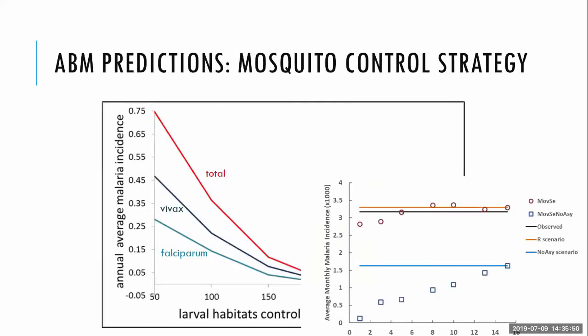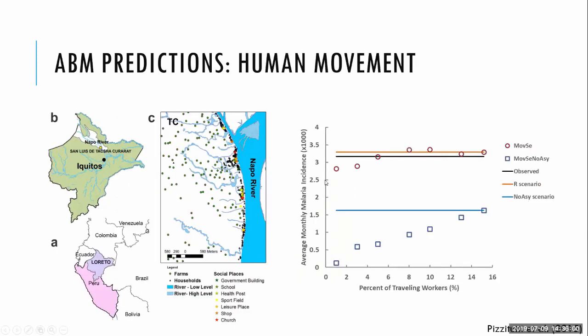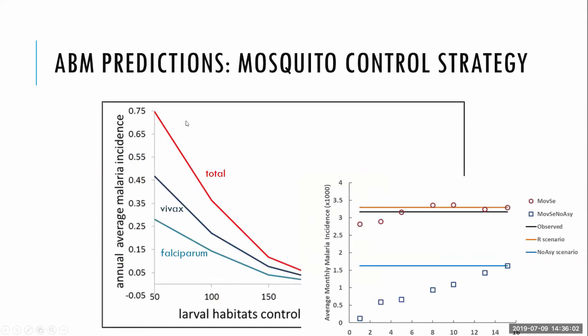Oh, and my animation isn't working quite properly. Okay. And so what I'm showing here, sorry for the little graphical error, but if you could focus on this annual average malaria incidence happening up here. And so we've got falciparum, vivax, and total. And what we're doing here on the x-axis is saying, well, what if we do larval habitat control? So in other words, spraying for mosquitoes. And if we spray for a certain radius around the occupied part of the village, okay? What do we predict will happen for the average annual malaria incidence?